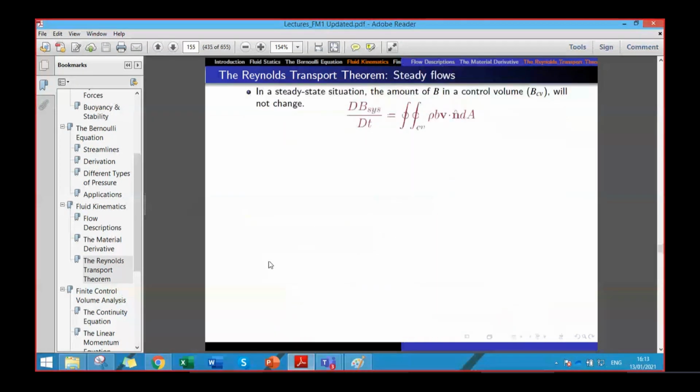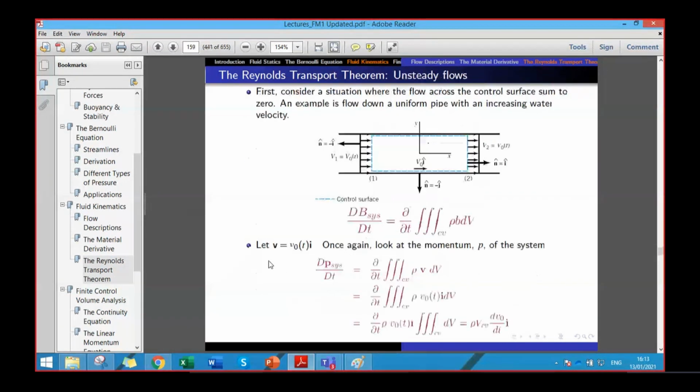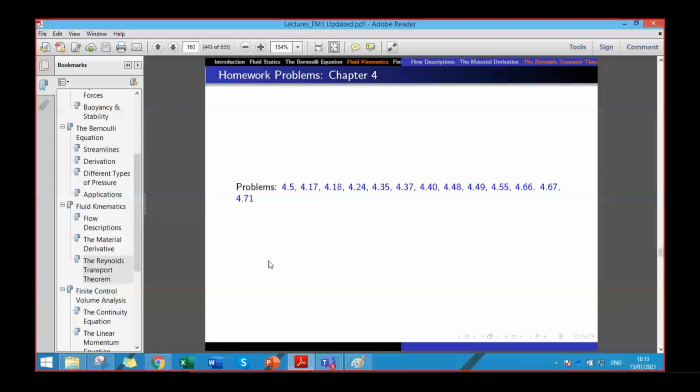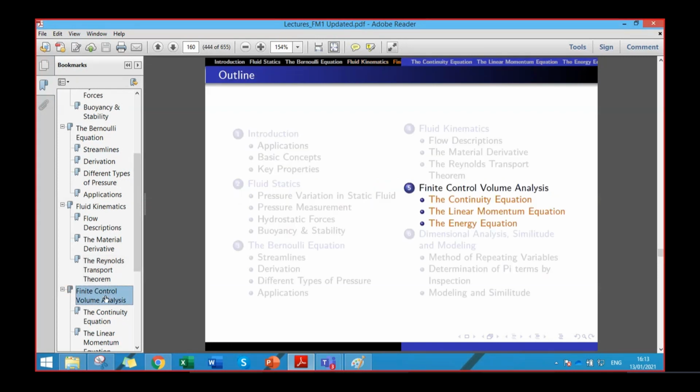So these are some of your homework problems from this chapter. These are quite easy problems, like the problems we have already solved, you just need to go through them and solve them. And if you have any confusion in these problems, then we can discuss them in the next class. Moving on, we'll be starting with chapter number 5, the finite control volume analysis.